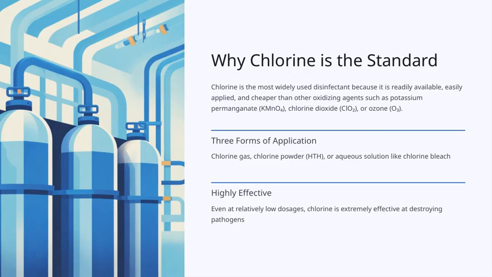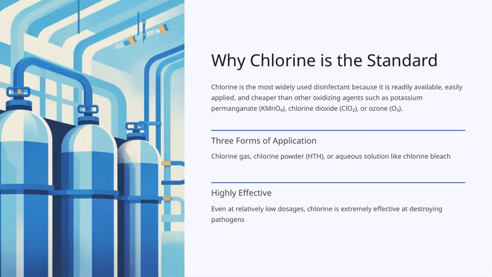Now, when it comes to how we use chlorine, there are three main forms of application. We can use chlorine gas, which is effective but requires careful handling. Or there's chlorine powder, commonly known as HTH, which is easy to store and use. Lastly, we have aqueous solutions, such as chlorine bleach, which is widely used in household and industrial settings. Each form has its own advantages depending on the situation.